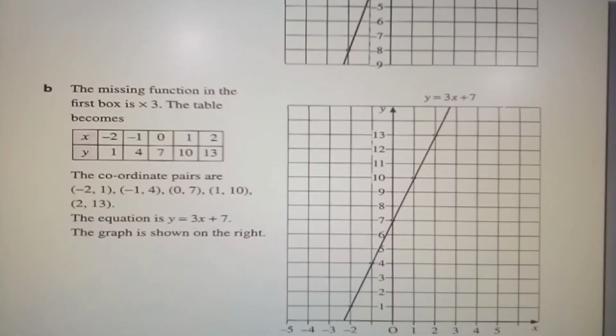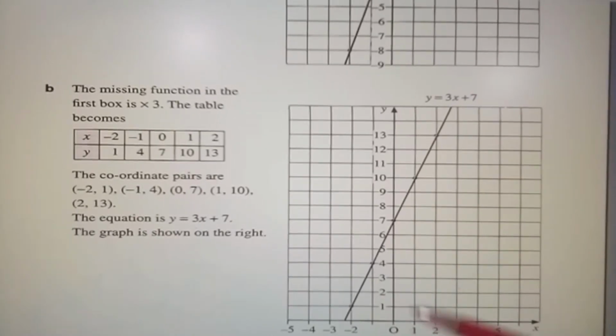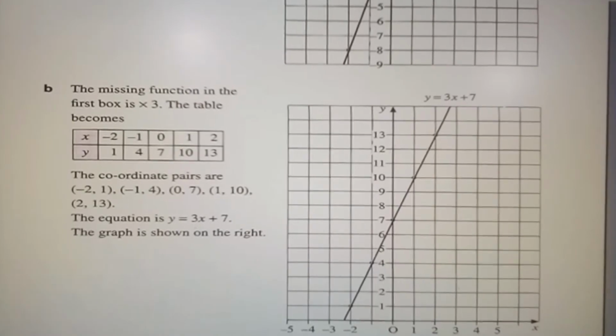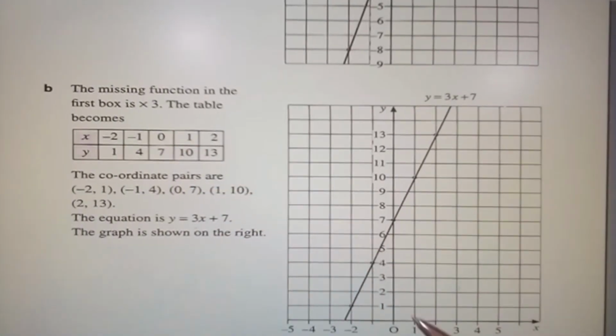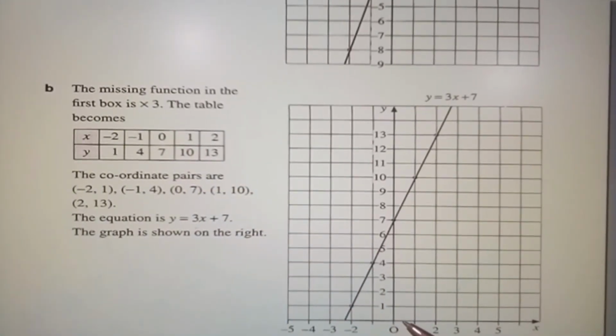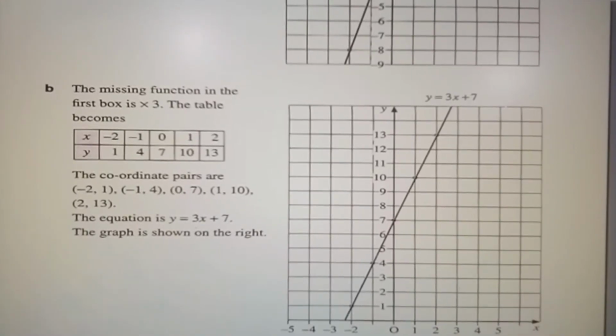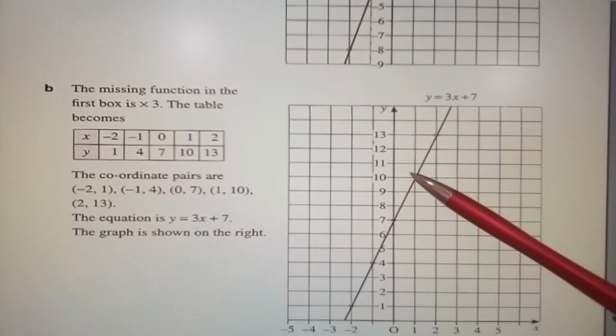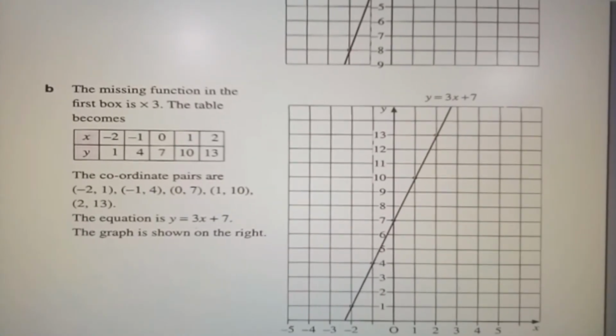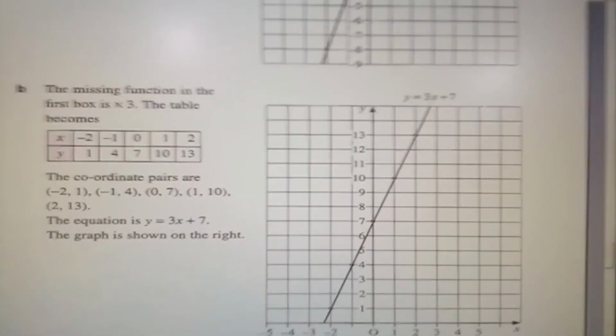Now here, I don't like the way they've done their graph. I normally would like my graph to go all the way down, but I can see why they've done that, to save space. So they just take it on the x-axis, okay? And again, when x is 0, y equals 7, and this one is smack on, okay? And then when x equals 1, y equals 10. So x equals 1, y equals 10. That is a perfect match. Excellent.